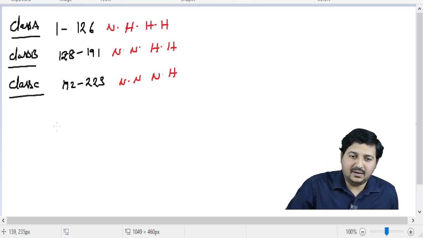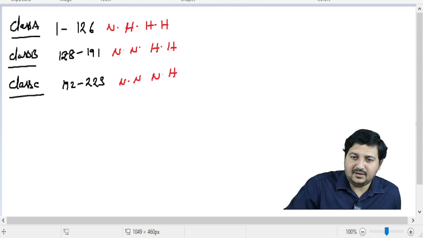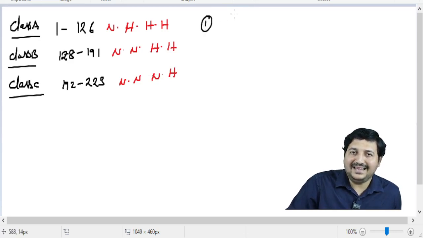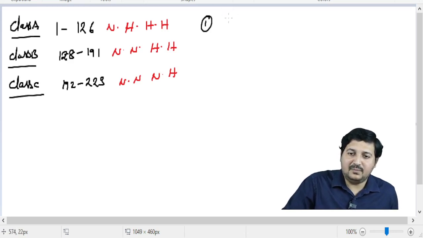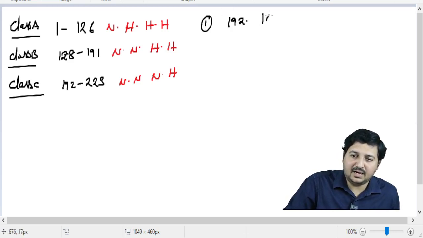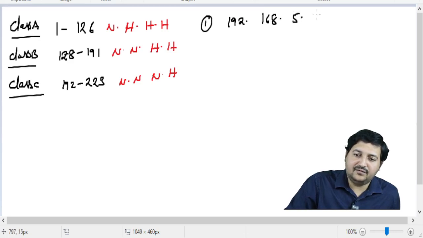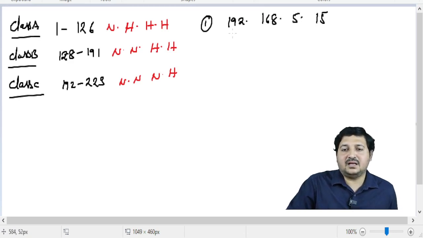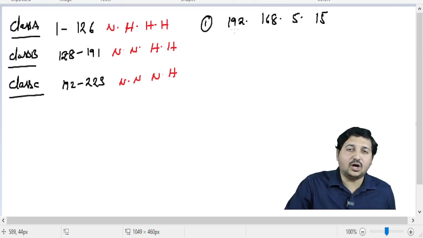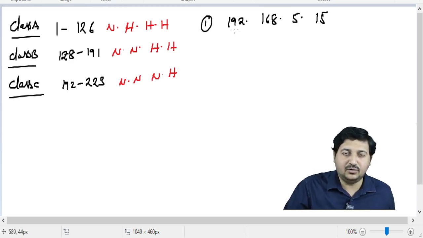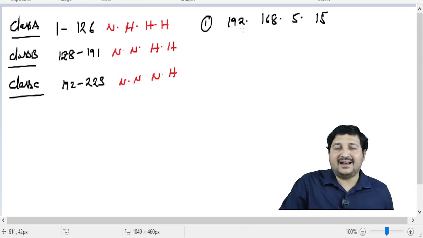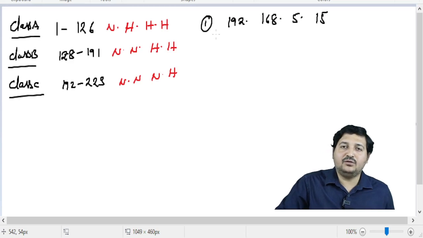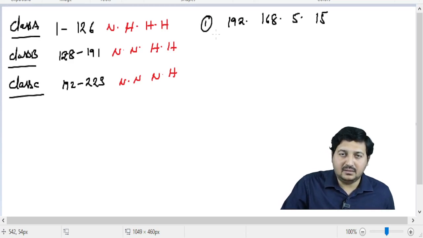Now, for example, I give you an IP address and ask you to find the network ID and the range. Range means what is my first, what is my last, and what is my broadcast. So let me explain. Randomly, I give an IP address: 192.168.5.15. Many people ask, sir, why do you always take 192, why not 191? That explanation I will give later. Now I'm going to find the network ID, the first IP address, the last IP address, and the broadcast.